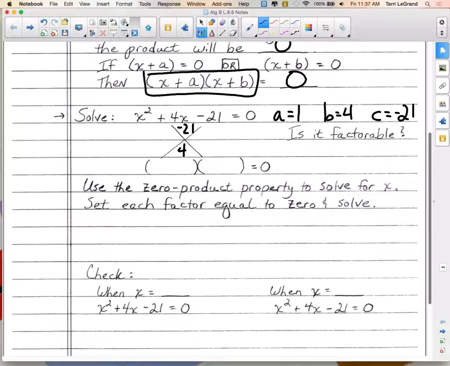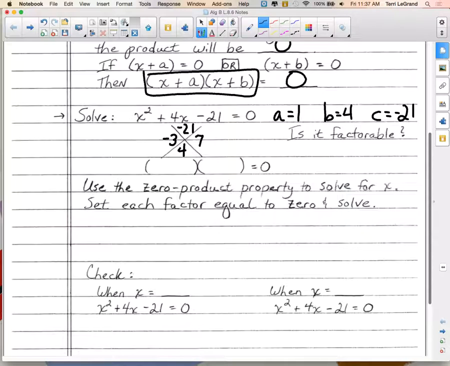Add up to 4, and when you multiply them, you get negative 21. What do you think, he's got them already? 3 and negative 7. Noah? Yeah, if it was 3 and negative 7, Cody, what's 3 plus negative 7? Negative 4. So we need the 3 to be negative and the 7 to be positive, right, class?